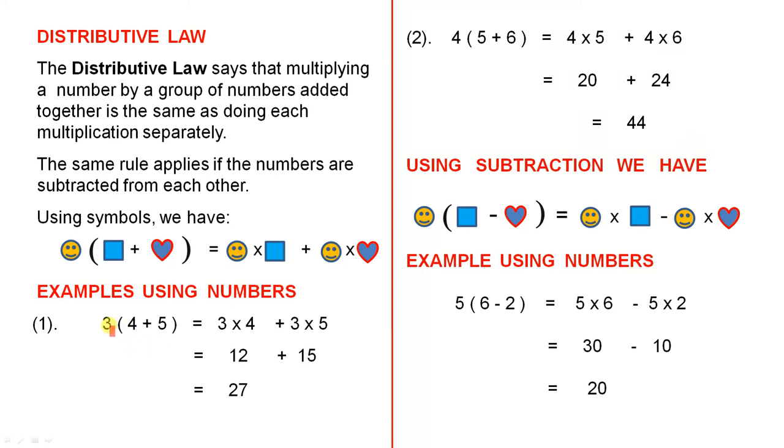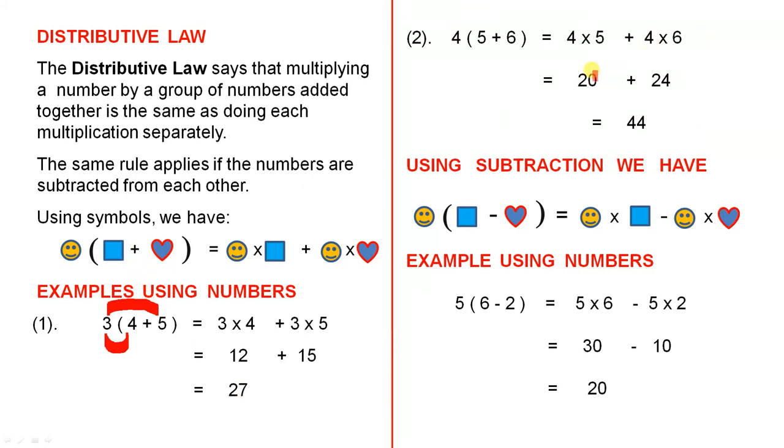So let's see what this means. If you're multiplying 3 and you have 4 plus 5 inside the brackets or the grouping symbols or the parentheses, that's the same as 3 times 4, that is, you multiply those two together, plus 3 times 5. You multiply those two together. 3 4s are 12, 3 5s are 15, 12 plus 15 is 27. So that is the distributive law using addition.